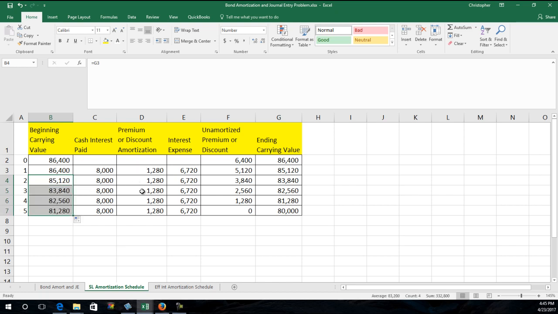So when all is said and done, we have the same cash interest paid, premium amortization, and interest expense each year, and the carrying value eventually, at the end of the 5 years, hits $80,000. So that's what we're looking for in this particular problem. So remember, straight line, your three amounts are going to be the same.